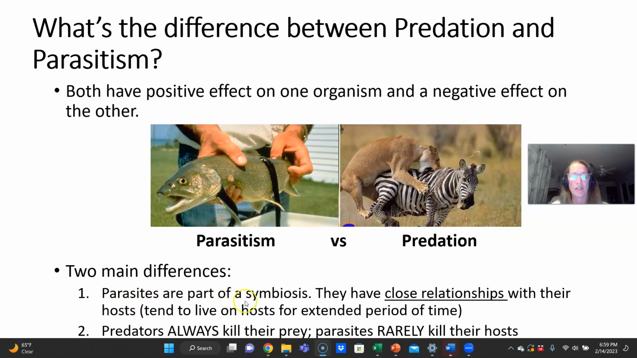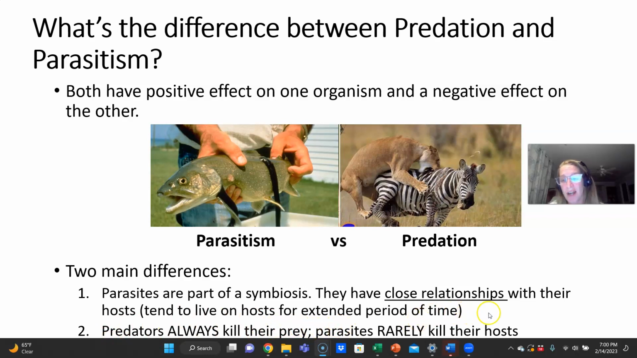One is that parasites are part of a symbiotic relationship. That means there has to be a close relationship between the two species, and you see that in parasitism and you do not see it in predation. So here you have these lampreys which are attached to the fish for long periods of time, and a predator-prey interaction does not occur over long periods of time. It is sort of an instantaneous interaction. And predators always kill their prey. So this is another difference.